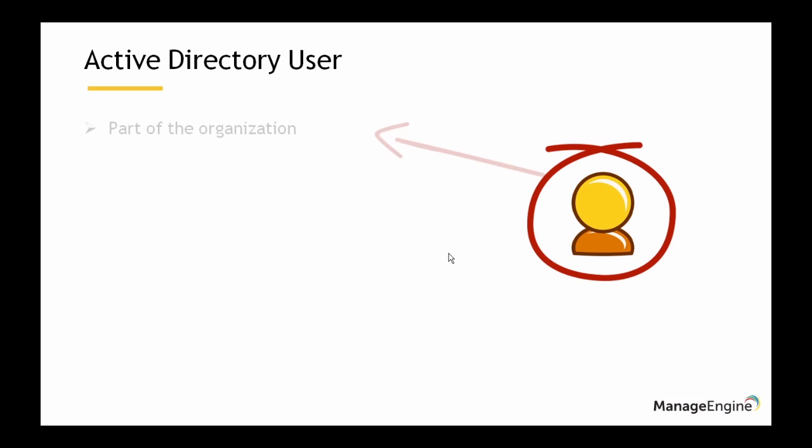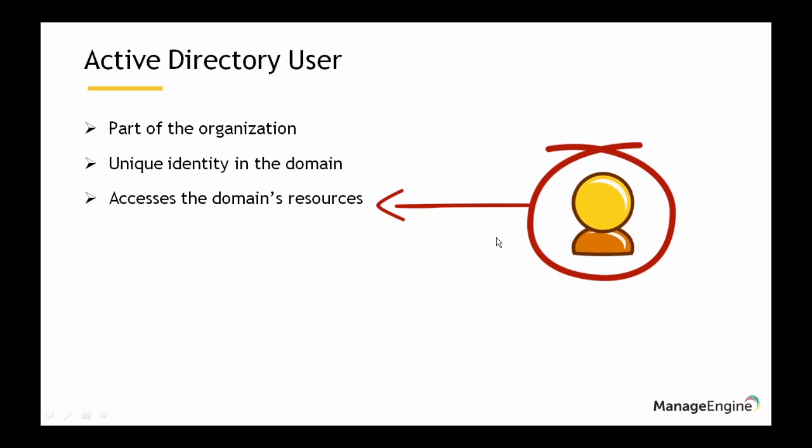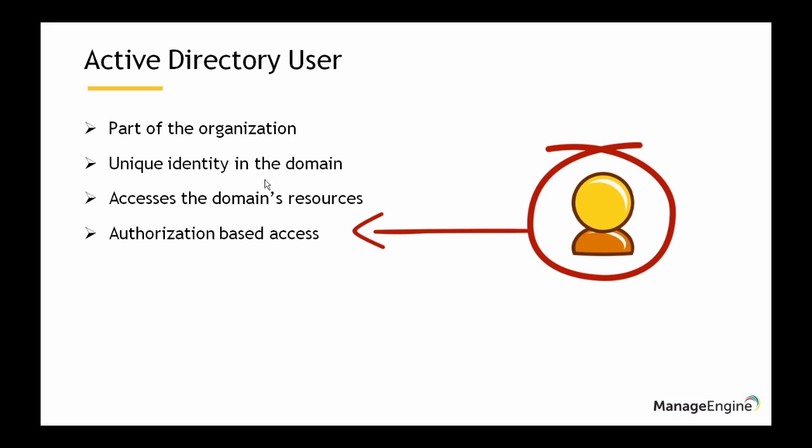And now let's have a look at the objects in Active Directory infrastructure in detail. And first we'll be having a look at the user object. So a user object in Active Directory is a member or part of the infrastructure, part of the organization. And a user object will have a unique identity in the domain. And since Active Directory follows authentication and authorization, based on the authorization, the user object will be allowed to access certain resources within the domain, or all the resources in the domain. And that's what we mean by authorization-based access.